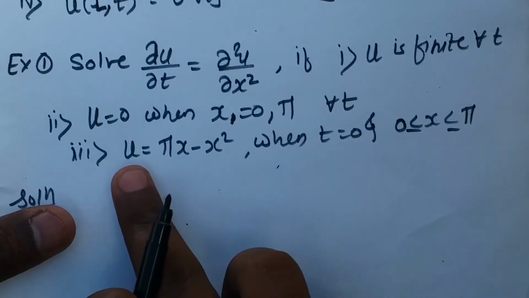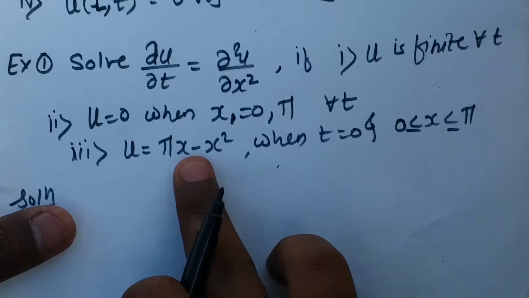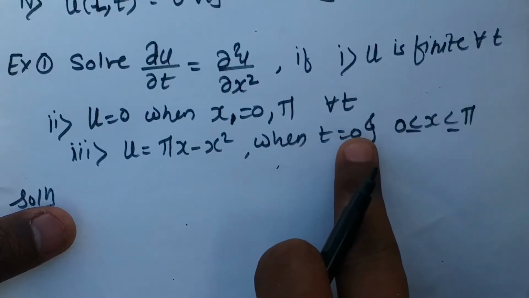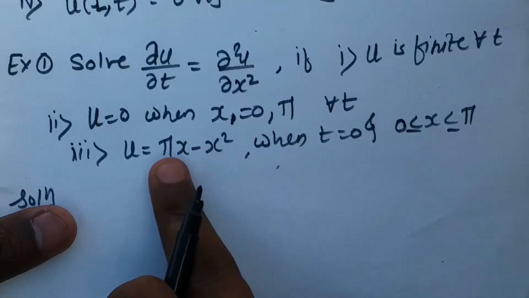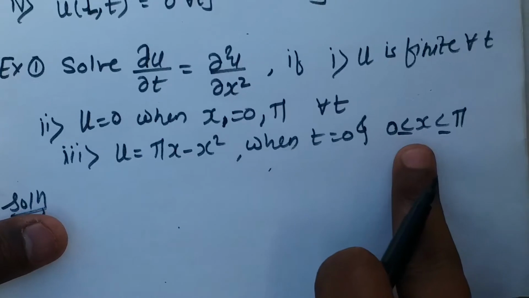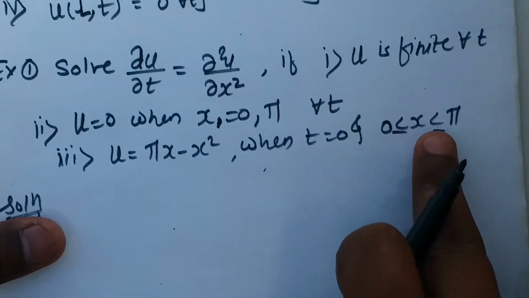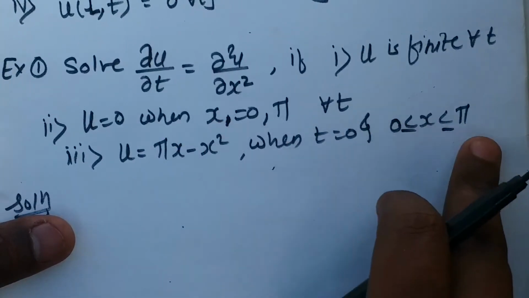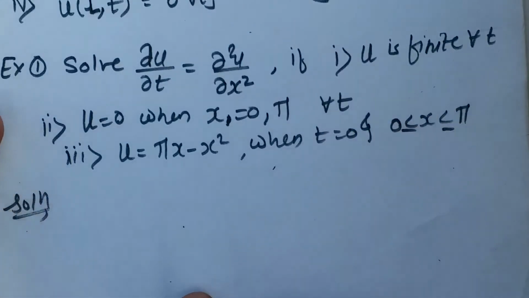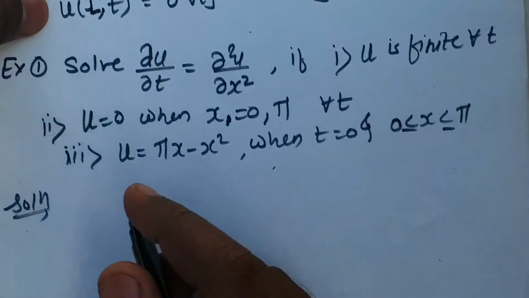Here the value of u is pi x minus x square when t is 0. So when initially time is 0, the initial temperature is a function of x. This is the value of f of x, pi x minus x square, and this is valid for 0 less than x less than or equal to pi, and that is the length of the bar or rod we have here, 0 to pi. Okay, so let us start solving this example.